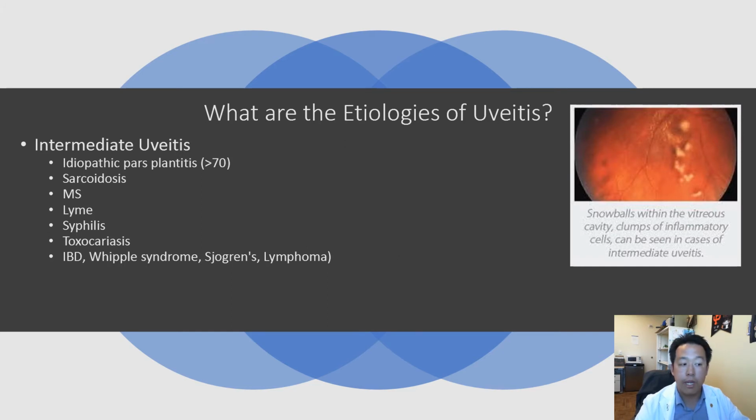With intermediate uveitis, this is actually mostly idiopathic, over 70%. We really don't know what causes it. Other things that can cause it: sarcoid, MS, Lyme, syphilis, toxo, and more unlikely, irritable bowel syndrome, Whipple, Sjögren's, and lymphoma.